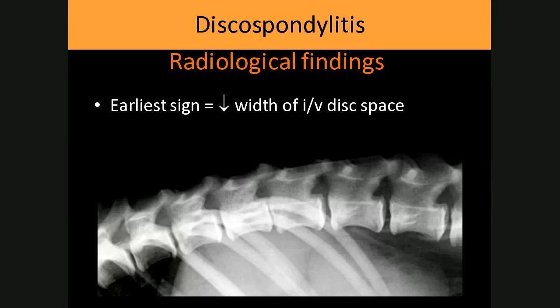So the earliest radiological finding that we see is a decreased width of the intervertebral disc space. And this is because the disc itself is destroyed, and so it narrows and collapses. So this is a radiograph of a 5-month-old Labrador, which we saw about two years ago in the clinic. And you can note this marked decrease in intervertebral disc space. It's bordering on collapse, essentially, at T13 to L1. And that's obviously now the earliest sign of discospondylitis.